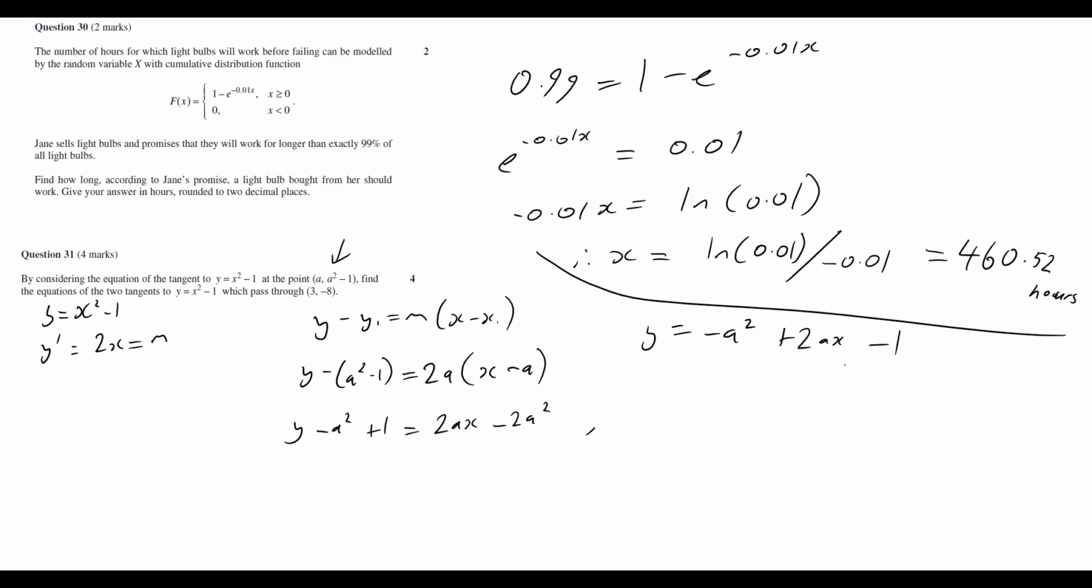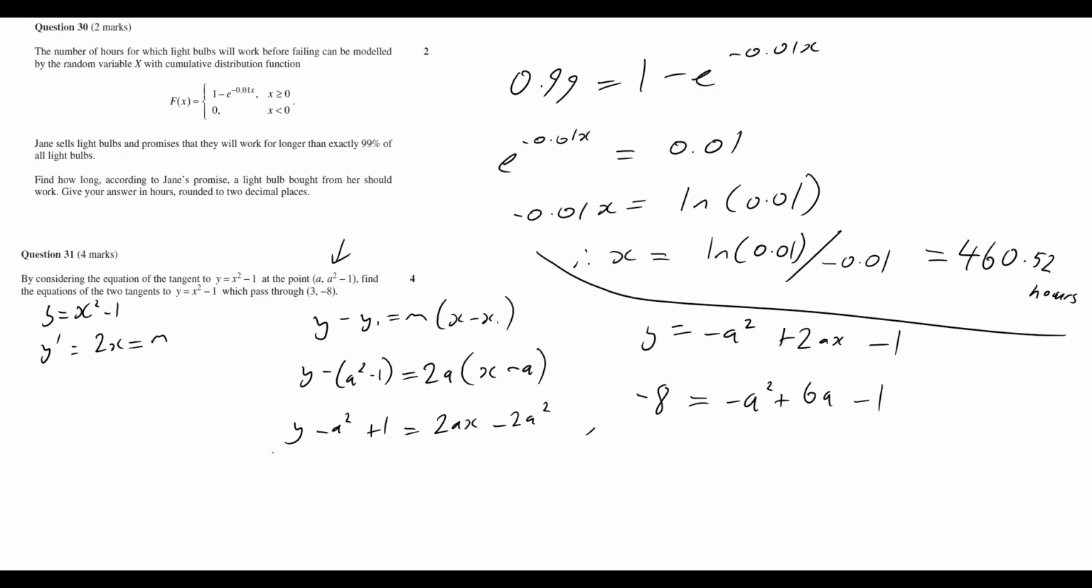Okay, and so now what we do know, again, is that it must pass through the point (3, -8). So now what we can do is substitute our x and y values, the points 3 and negative 8. Doing that, we get negative 8 equals minus a squared plus 2 times a times x, which is now 3, so I might just write plus 6a minus 1.